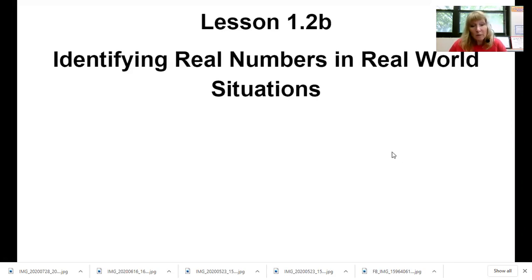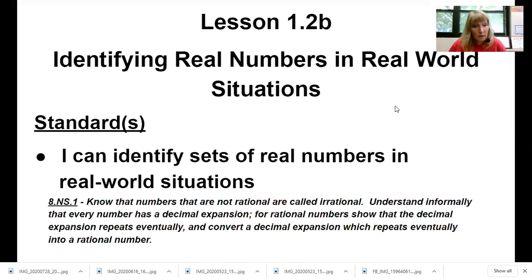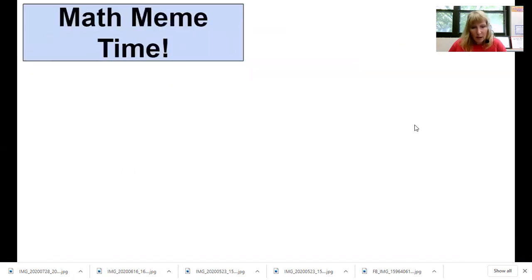Today we're going to be identifying real numbers in real world situations. At the end of this lesson, I can identify sets of real numbers in real world situations. And again, we're still working from the NS1 standard. So let's move on.